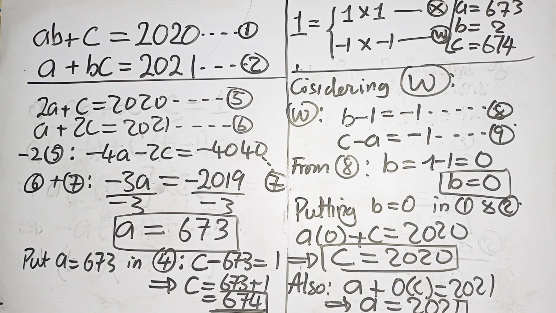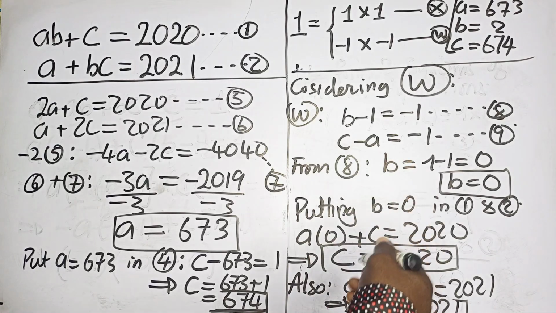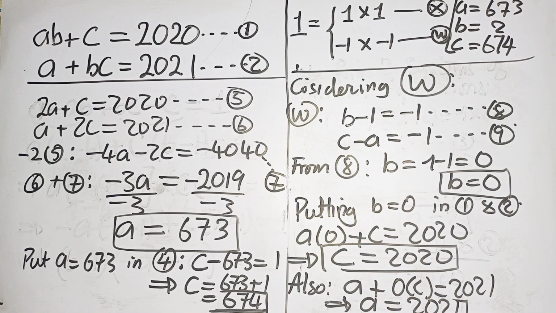So we have all three solutions a lot easier in this second system. a is 2021, b is 0, and c is 2020. This gives us our possible solutions for the system, equation 1 and equation 2.